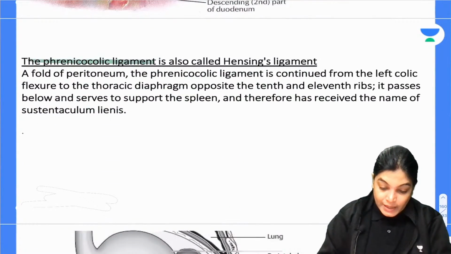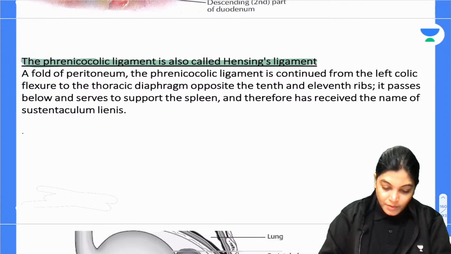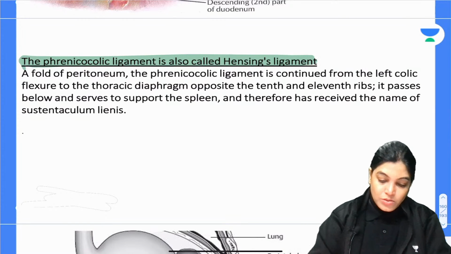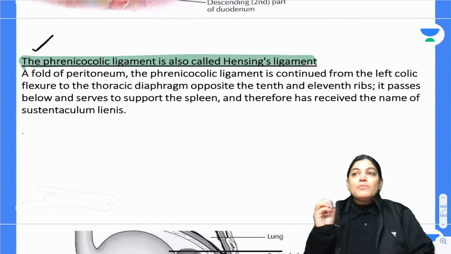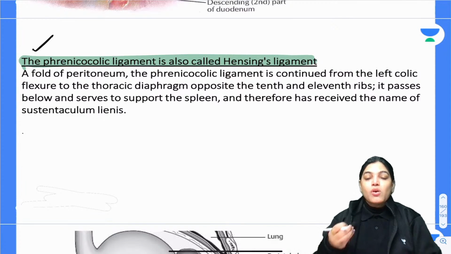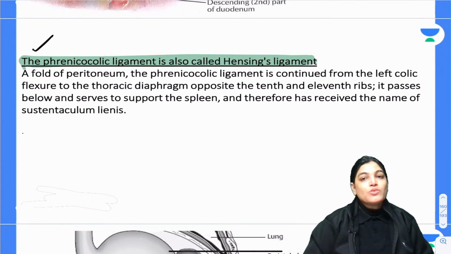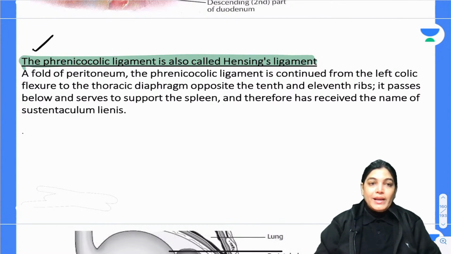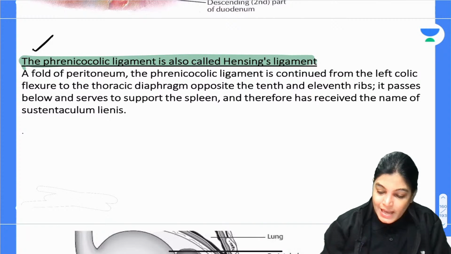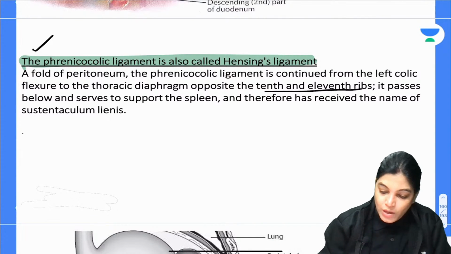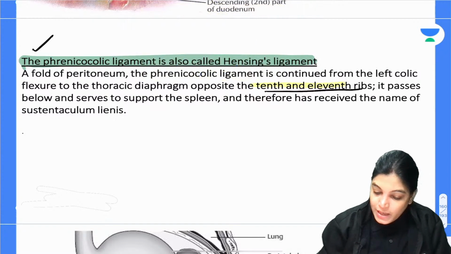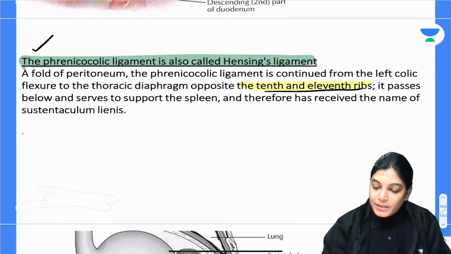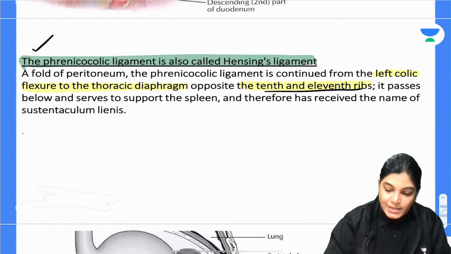The Phrenicocolic ligament is also called Hensing's ligament. It is a fold of peritoneum, continued from the left colic flexure to the thoracic diaphragm. What is the level of its attachment? It corresponds to the attachment at the 10th and 11th rib.